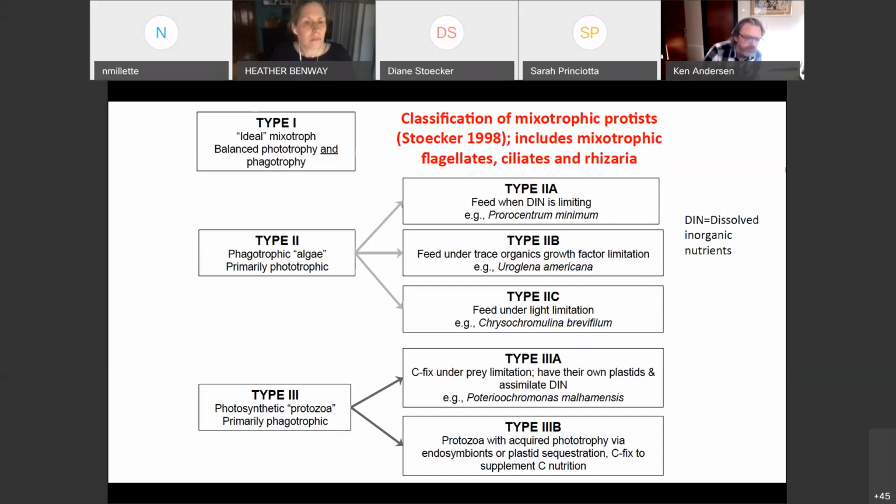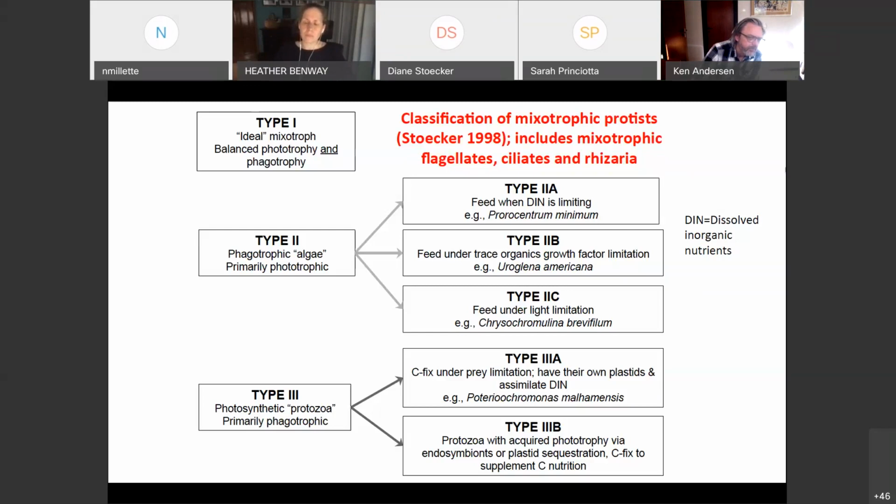The next group I used was type 2, and I used the term phagotrophic algae for this. And these are organisms that are primarily phototrophic. Type 2A feeds when dissolved inorganic nutrients are limiting. And many of the bloom-forming dinoflagellates, at least in coastal waters, fit this description, and often it's phosphorus limitation or imbalances between nitrogen and phosphorus that induce feeding.